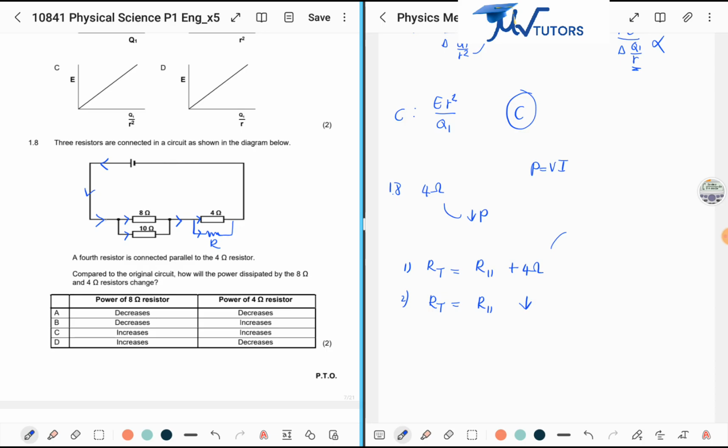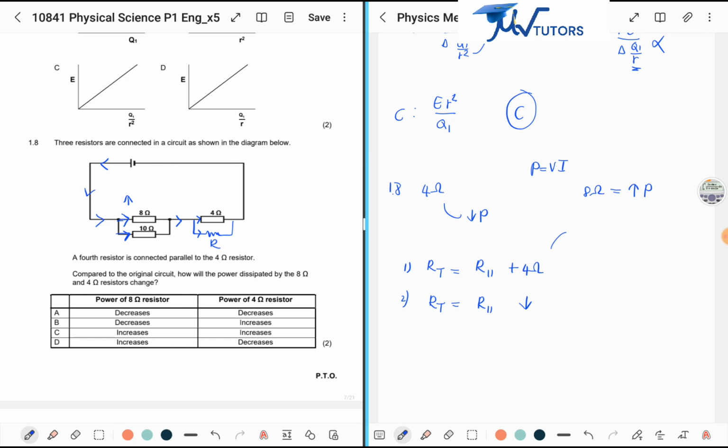And if the current has increased, it means when it's shared between the 8 ohm and the 10 ohm, it would have increased, right? So the power there through the 8 ohm would have increased. Okay, so the power has increased because our current has increased. Whereas through the 4 ohm resistor, because now our current is divided, it has decreased going through the 4 ohm resistor, the power will have decreased.